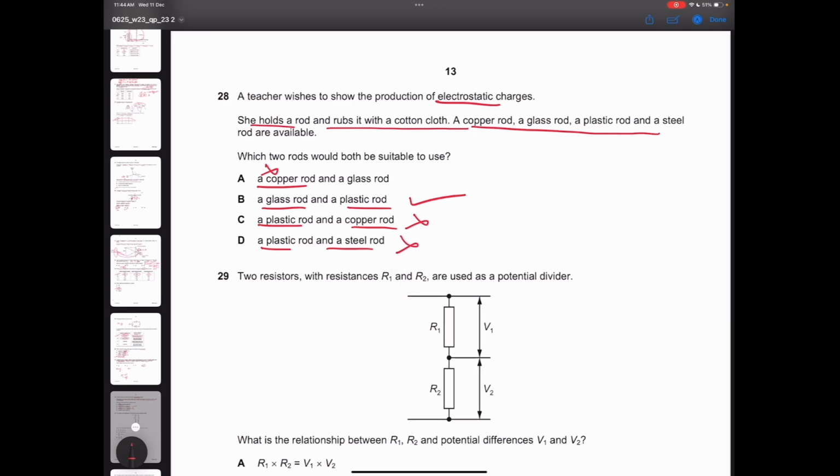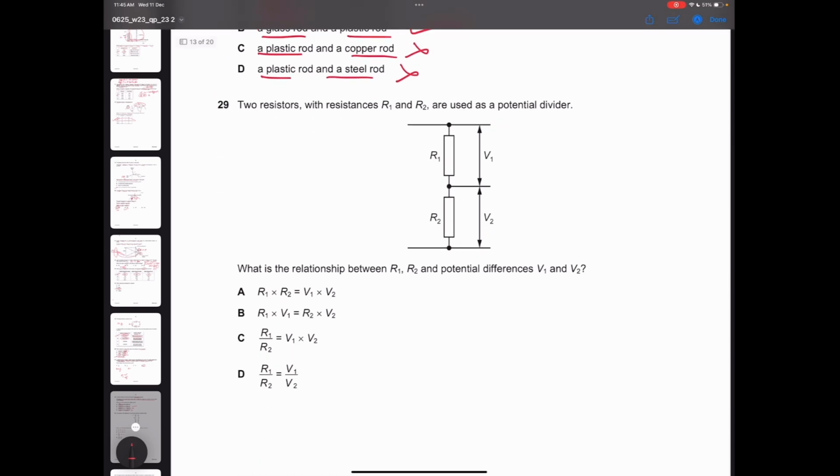Metals cannot show electrostatic charges because they are conductors. Charges won't stay there statically. Static charge means the charges are there for some time temporarily. But metals are conductors. They allow charge to flow. Static is not possible in metals. Alright, that is why the answer is B.